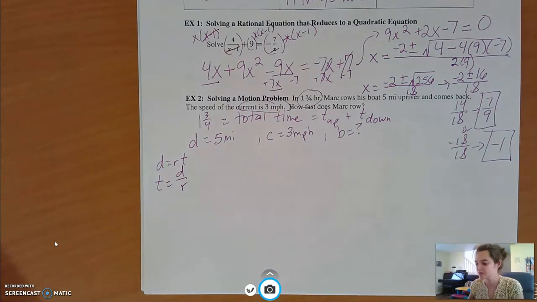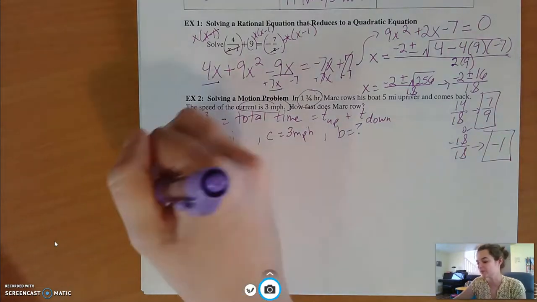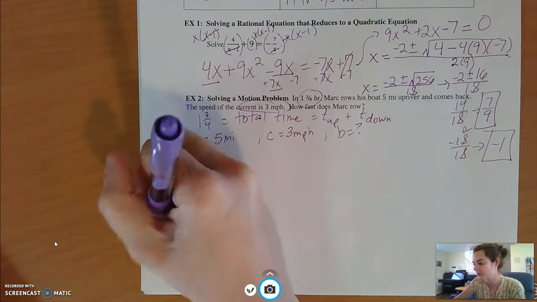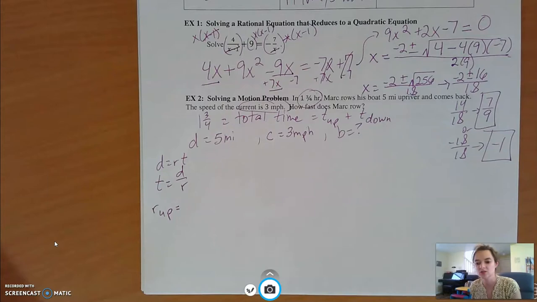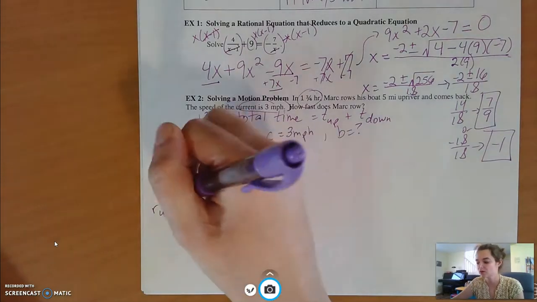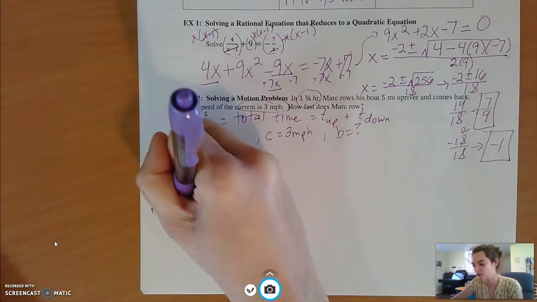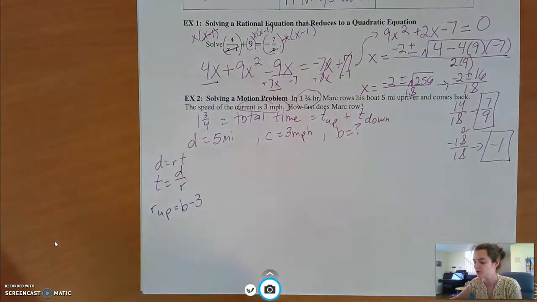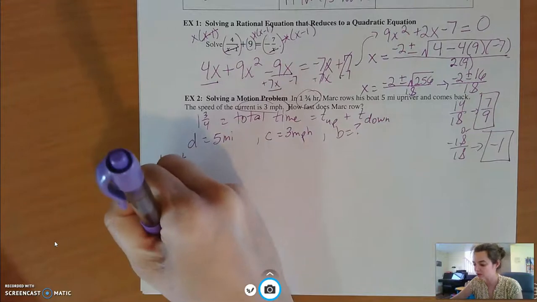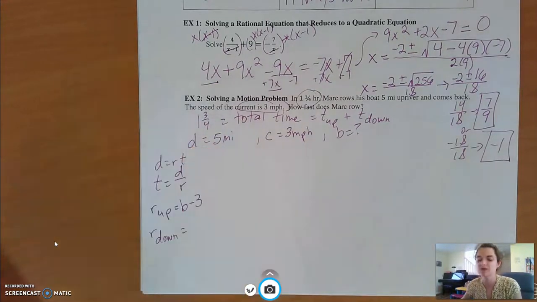And then the rate is going to be different for upstream and downstream. So the rate when I'm going upstream, the current is slowing me down. So it would be boat minus current. So boat minus my current, which is 3 miles per hour. The rate when I'm going downstream is going to be faster because the current speeds you up.